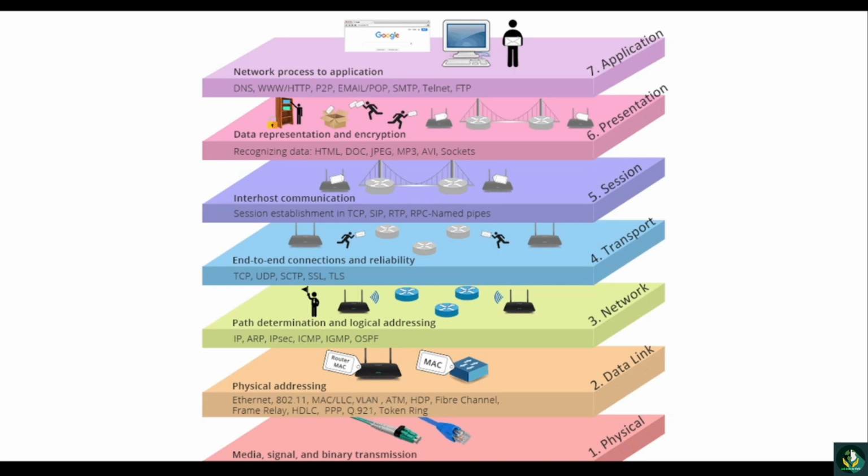Finally, we have the application layer, layer 7. Here is where your apps live. This layer enables communication between software applications. It's where your browser, email, or games interact with the network.